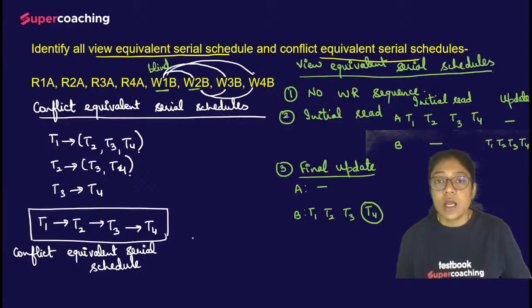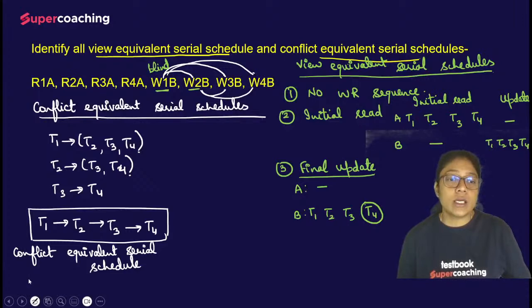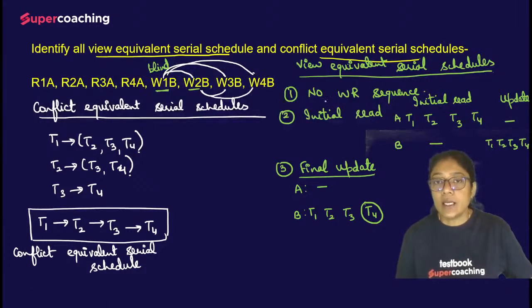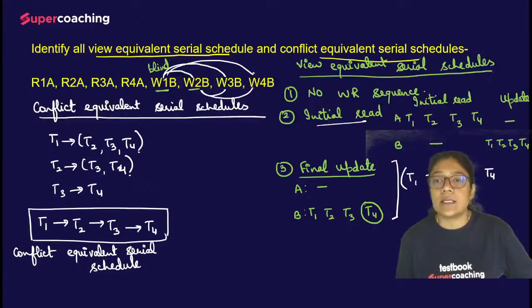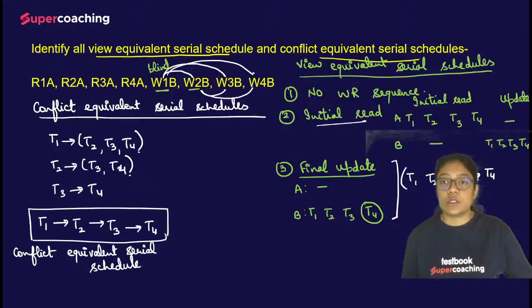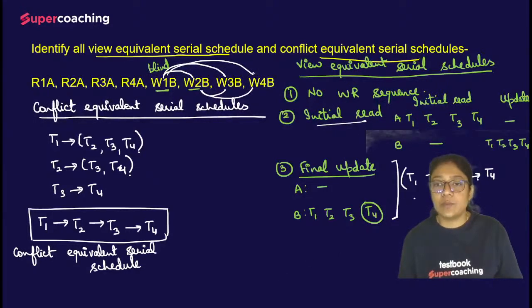So T4, तो यहाँ से आपके पास क्या conclusion निकला? Here we are saying that WR sequence से कोई pair नहीं आया, initial read से no pair is coming up, final update is saying that T4 end पे आना चाहिए. So T4 should come at the end. उससे पहले T1, T2, T3 का क्या order रहेगा? We cannot say anything. That means these can come in any order. Does not make any difference. So this should be satisfied.